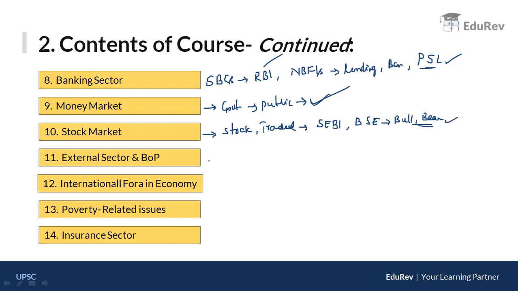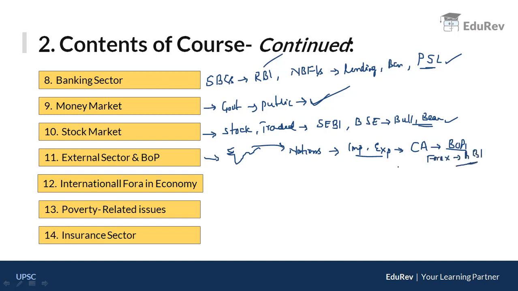Next, coming to the external sector. India, being a sovereign nation, is not self-reliant in all resources. We need to trade with different nations, so while trading we'll have certain imports and exports. Clear? Out of these imports and exports, we'll discuss the meaning of the current account, the meaning of balance of payments, the meaning of forex reserves held by the RBI, and the role of Exim Bank, etc. Clear?